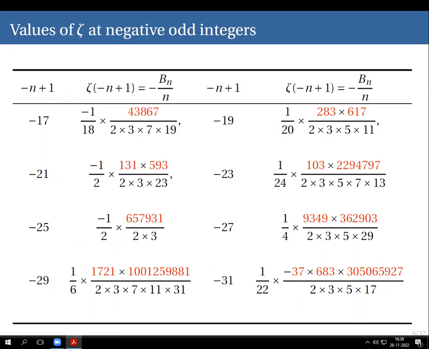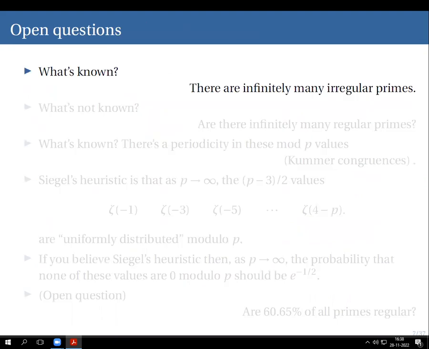So here are just some examples. 43867 is an irregular prime, 93847 is an irregular prime, and 37 is actually the smallest irregular prime, and it occurs in the numerator of zeta(-31). Okay, so these are these irregular primes. What's known is that there are infinitely many irregular primes. What's not known is whether there are infinitely many regular primes.